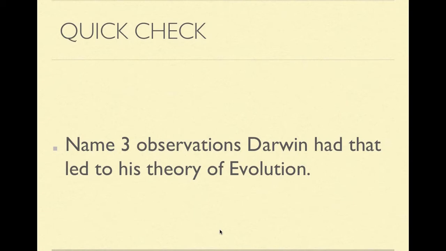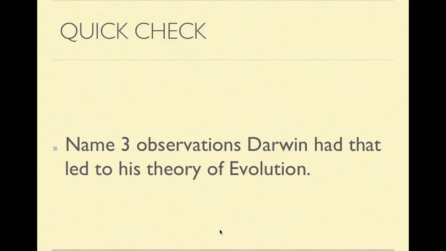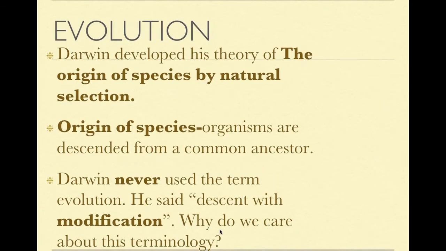So real quick, what were some of the observations that Darwin had that led to his theory of evolution? Some of the different things he had were that he observed the beak finches on different islands. He observed that there was all this waste in nature. He was observing things from the geologic record that were really old and couldn't have been a 6,000-year-old Earth. So he had a lot of observations that led to his theory.